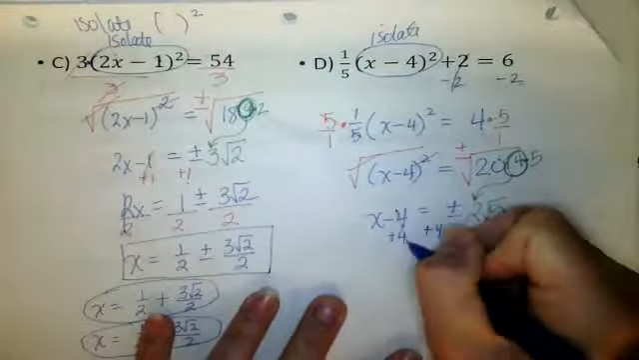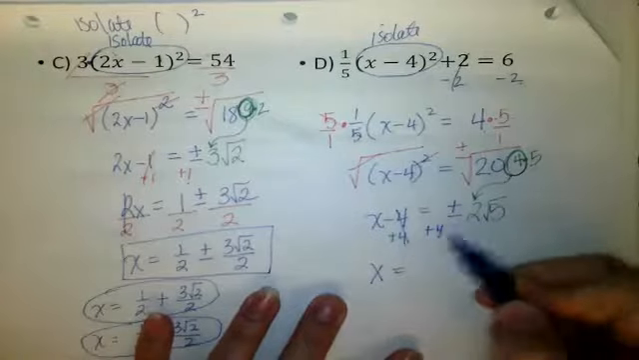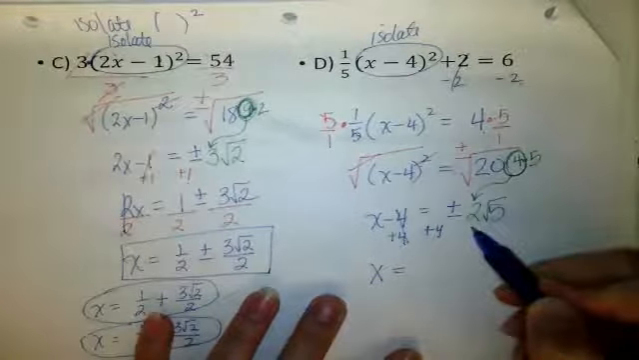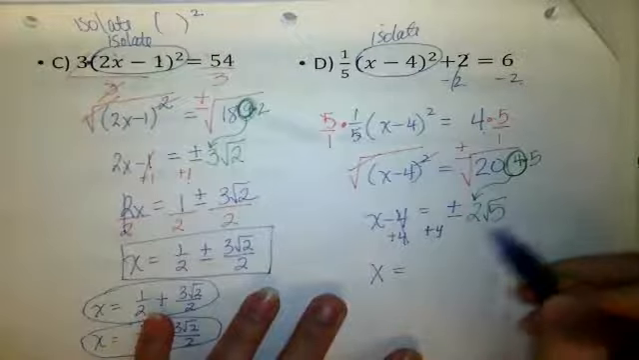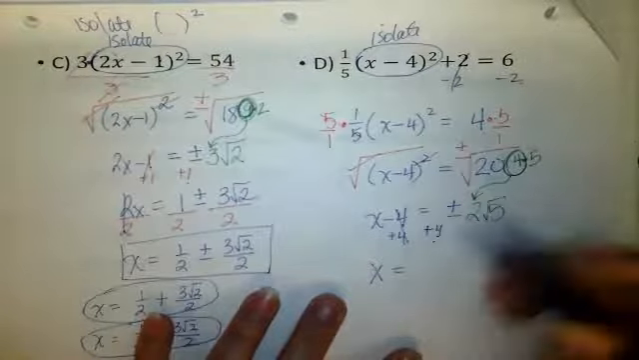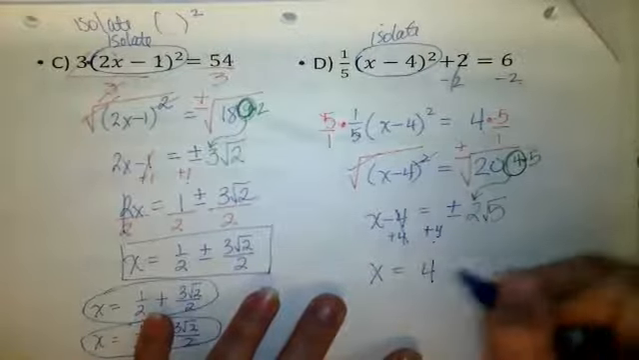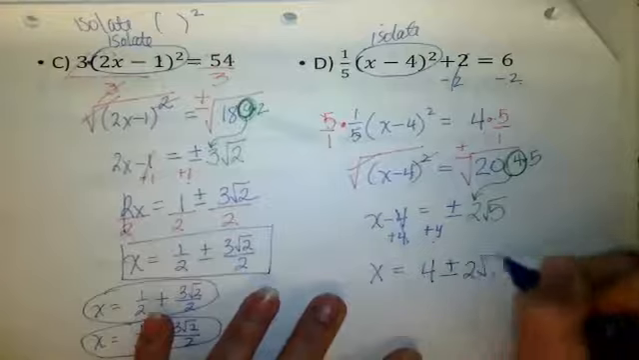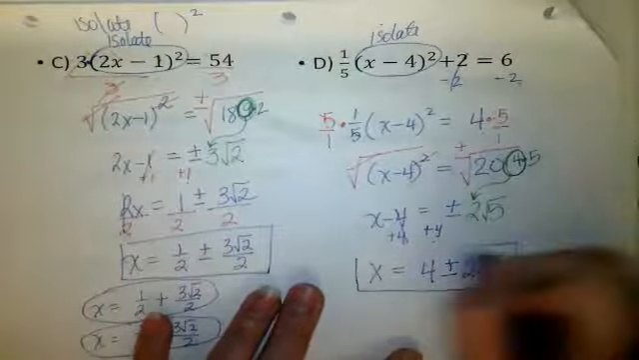Add the 4. So we're going to add the 4. And again, can I add the 4 and 2 together to get 6? No, they're not like terms. This is a radical number, this is a regular Joe. They just sit next to each other. 4 plus or minus 2 radical 5. This is a great answer.